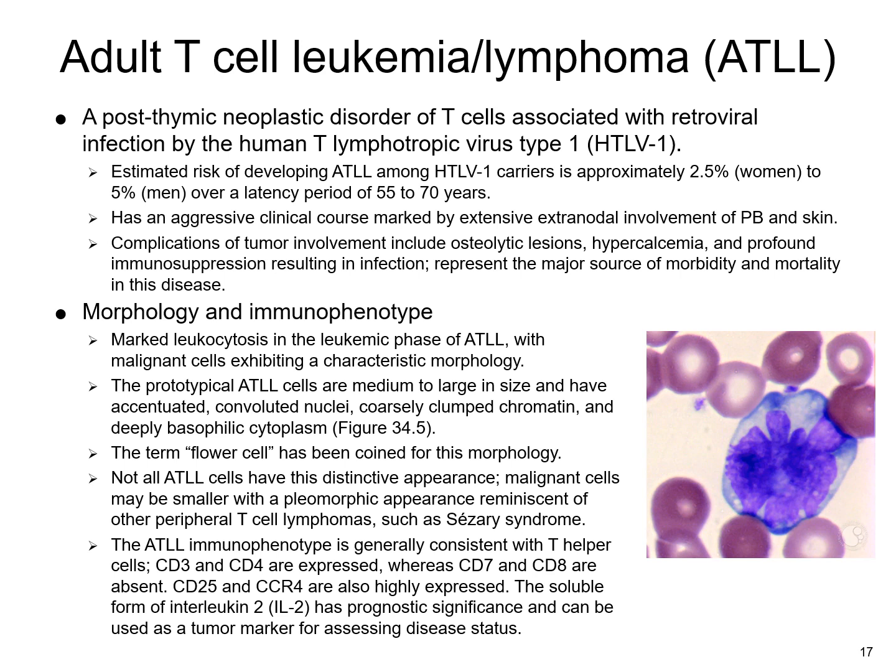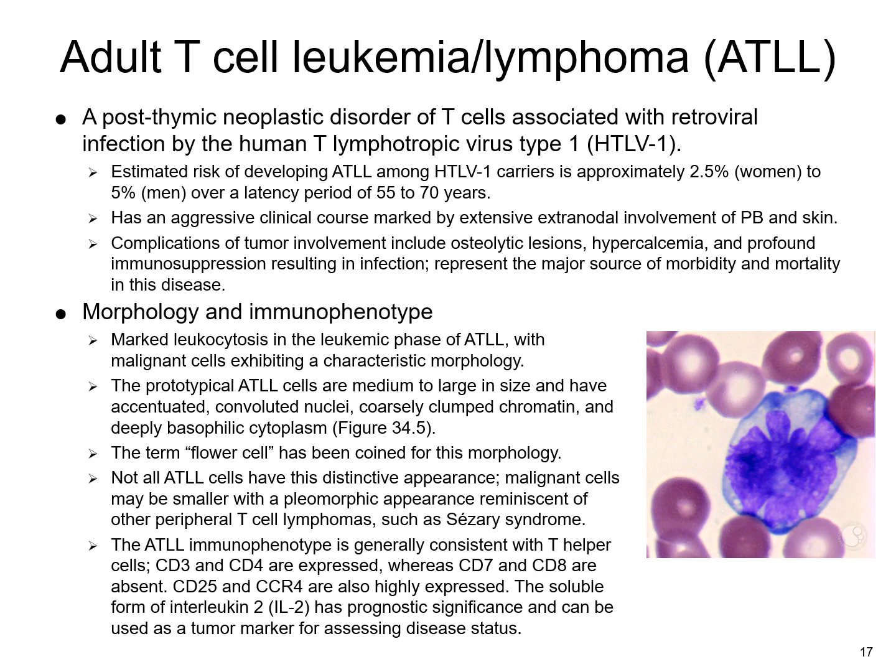Not all of these cells have this distinctive appearance, so they can resemble some of the other cells that we've talked about or that we're going to talk about. That's why it's very important to have other means to diagnose this disease. The adult T-cell leukemia lymphoma immunophenotype is generally consistent with T helper cells. So you'll see CD3 and CD4 being expressed, while CD7 and CD8 are absent. CD25 and CCR4 are also highly expressed.